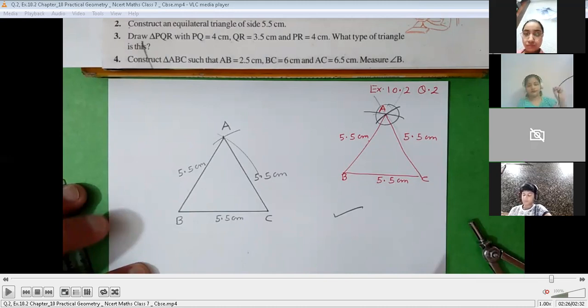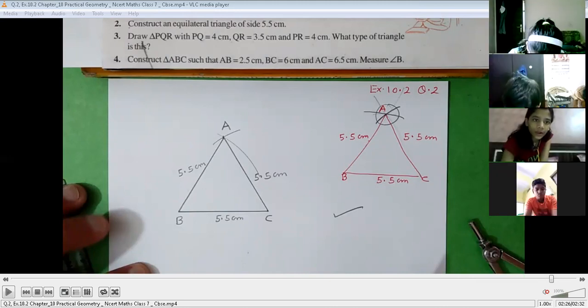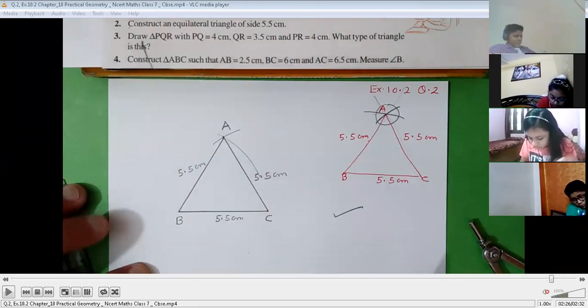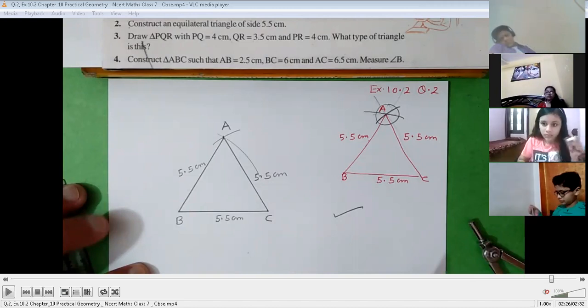Step 3: with center C and radius 5.5 centimeters, draw another arc to cut the previous arc at A. With center C and radius 5.5 centimeters, draw another arc to cut the previous arc at A.